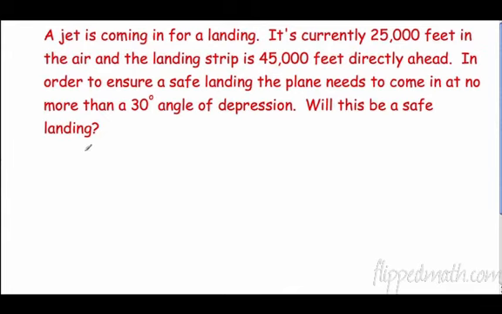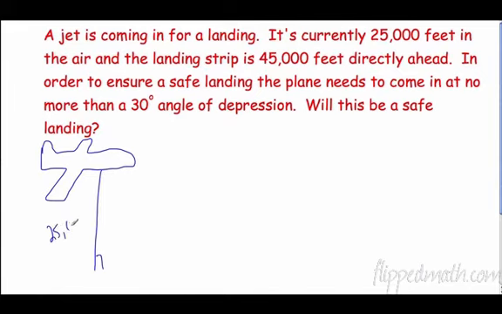A jet is coming in for a landing. So let's say the jet's right here. I'll draw my worst airplane ever. That's awesome, huh? All right, so it's currently 25,000 feet in the air. So let's draw that line. That's perpendicular, so that's 25,000 feet. And the landing strip is 45,000 feet ahead. All right, so here's the line of sight.